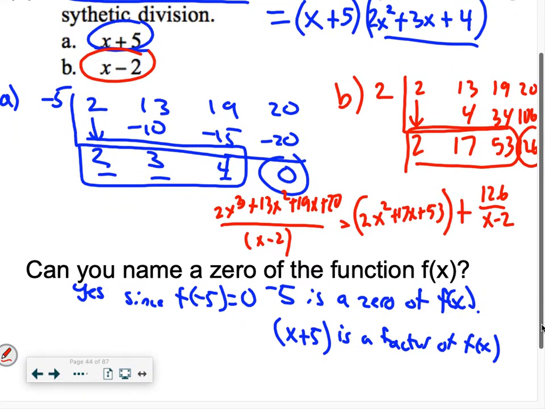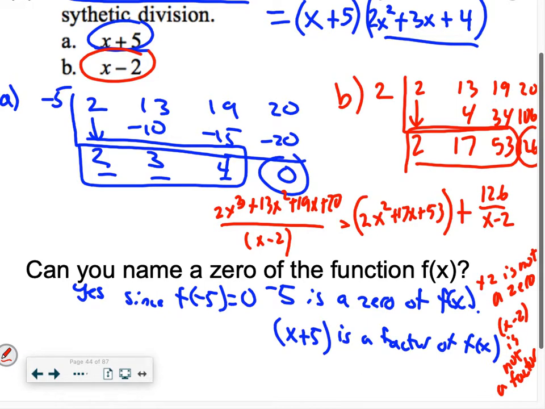So that means positive 2 is not a 0, and x minus 2 is not a factor, because there is a remainder. And that's how this all ties together.